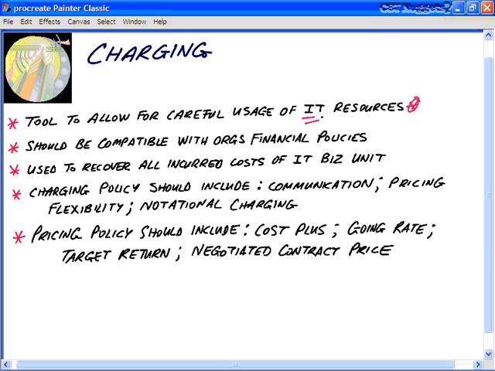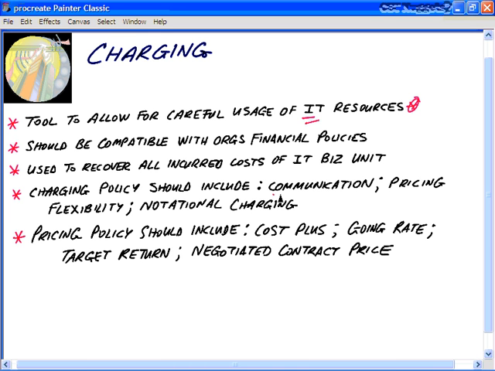And again, you're going to have a charge policy, and it should be compatible with your organization's overall financial policy. And the goal of charging is to recover all of the incurred cost of IT business units. In other words, stop the bleeding if it exists. Put a Band-Aid on areas where you've got leakage, okay? So a charging policy should contain several key areas.